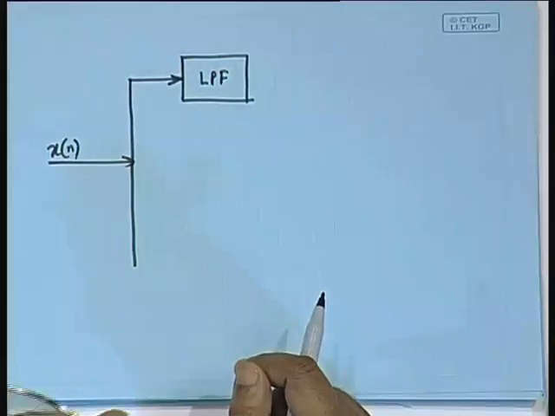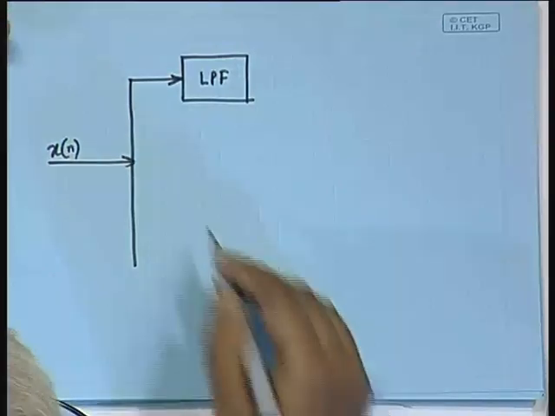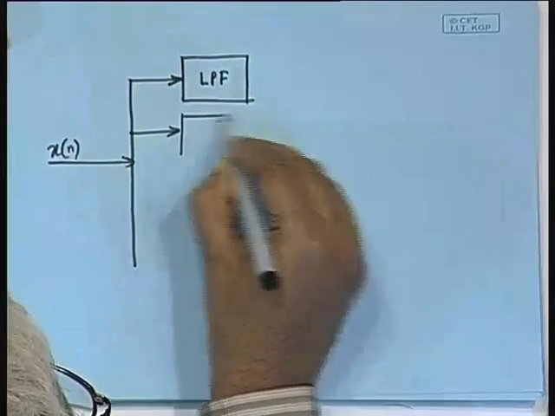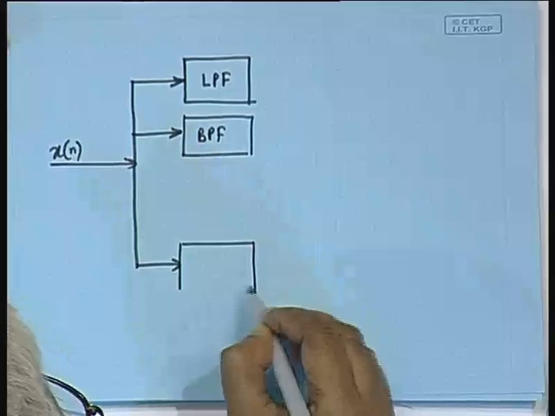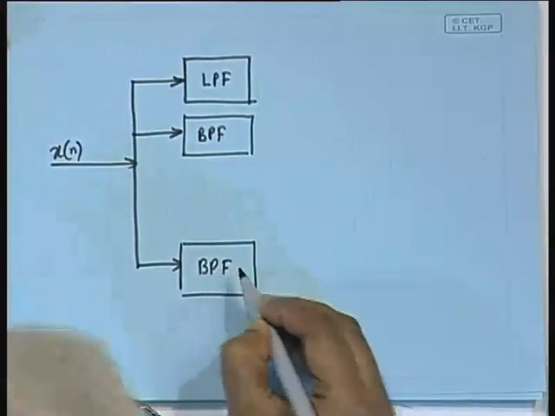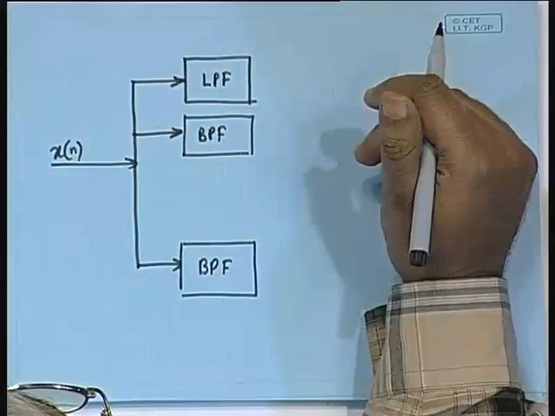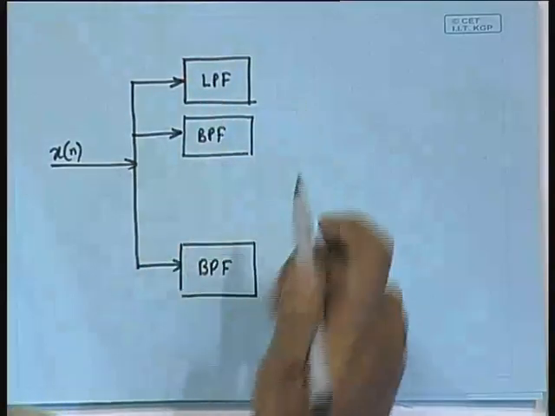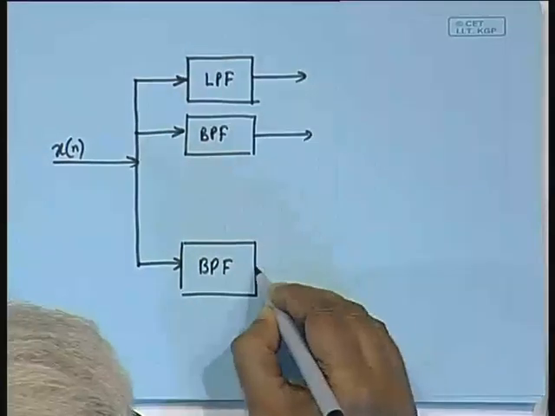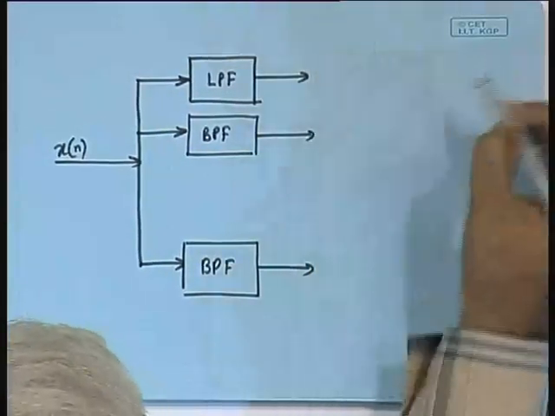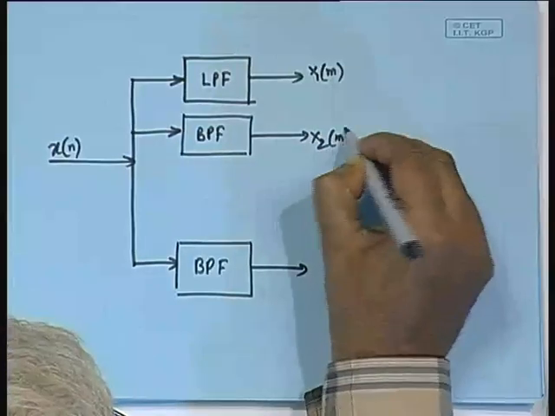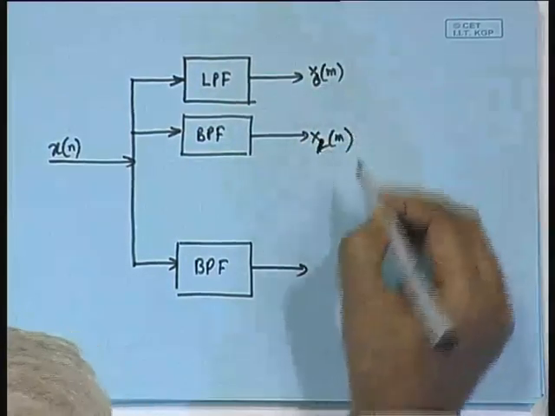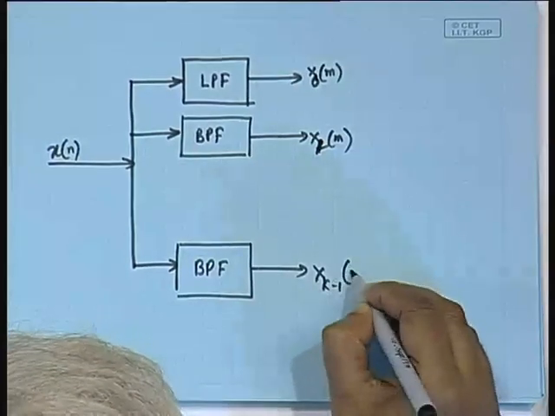It covers 0 to some low pass cutoff frequency, and then the next bank of filters will be the band pass filters, and the last one will cover a frequency up to B. In fact, we have to sample the signal at a rate of 2B if it is band limited to B. So, these are the bank of filters that we realize, and individually at these filter outputs we will be observing the signal as I indicated. This will be X0, X1, and this will be X(K-1).